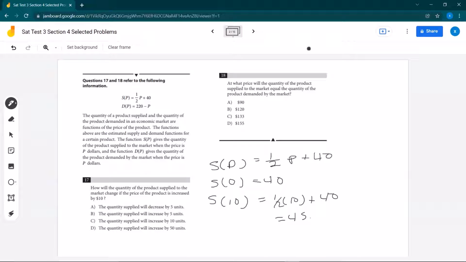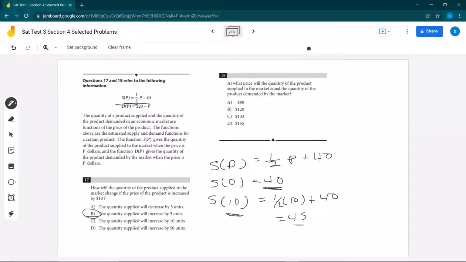So if we compare 0 and 10, since this is a linear function, we can see clearly that the quantity supplied goes from 40 to 45, and since it's linear, this increase would be constant. The quantity supplied will increase by 5 units each time we increase the price by 10. A lot of problems are like this. But again, the key here is just comparing a value at 0 or a value at 5, and then comparing it to the next highest value. In this case, we're adding 10.